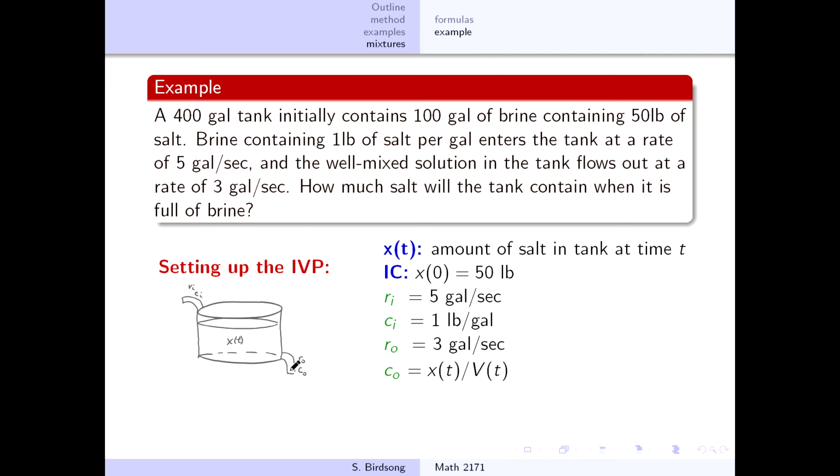Our concentration going out is not a number that's known to us. It's always going to be a formula. So this is our X divided by our volume. Note what we still need. We need that volume formula.